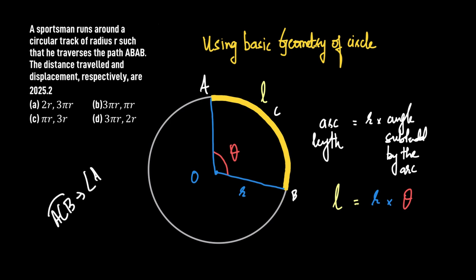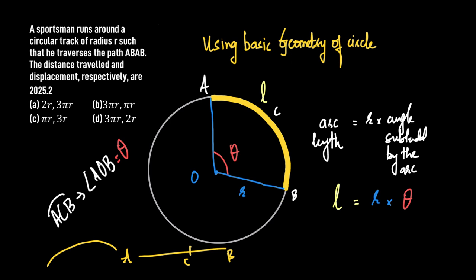Subtends angle AOB at the center, right? The measure of which is equal to theta. So ACB is an arc, its subtends angle AOB, which is equal to theta. Now, if you measure this length ACB, which actually means if you take out this arc from the circle and flatten it and then you measure it using a scale, then ACB will measure L.